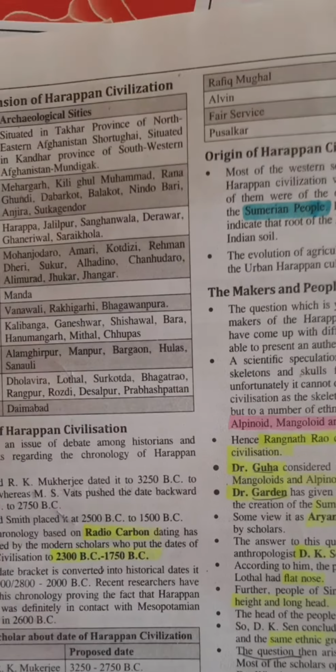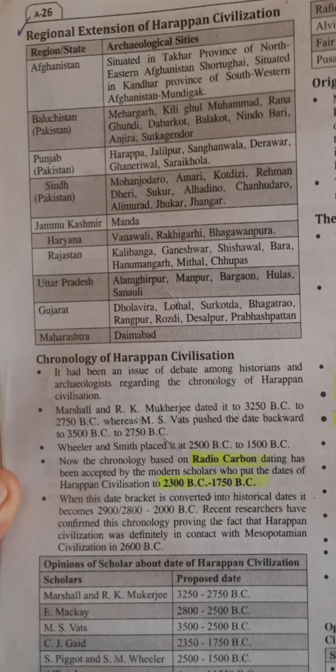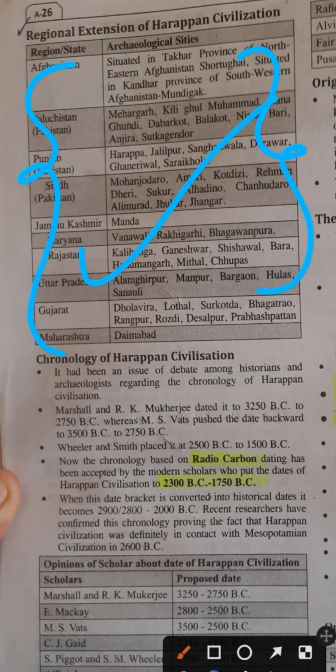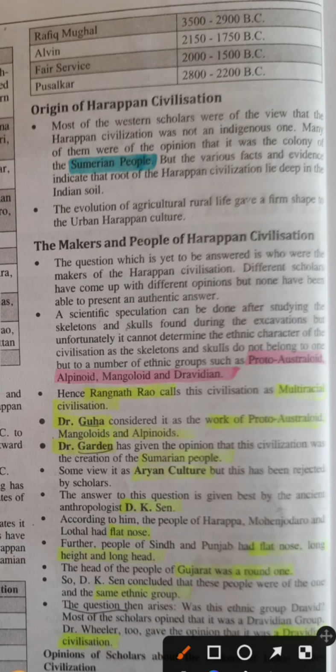Okay. From this session, the most important points of the Indus Valley civilization which will frequently be asked in an exam are the archaeological sites of the Harappan civilization and the chronology by the radiocarbon method of the Indus Valley civilization, which is 2300 BC to 1750 BC, and the dates proposed by the scholars Marshall, R.K. Mukherjee and E. Mackay, and also the origin of the Harappan civilization. Many call the Harappan civilization's creators the Sumerian people, and later the makers. These points are very important.